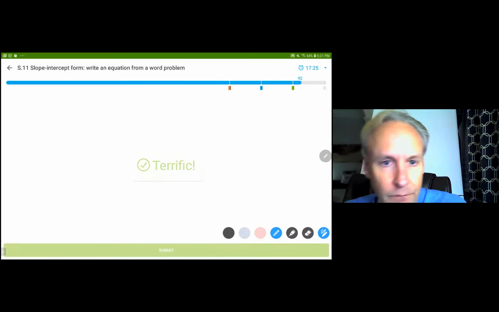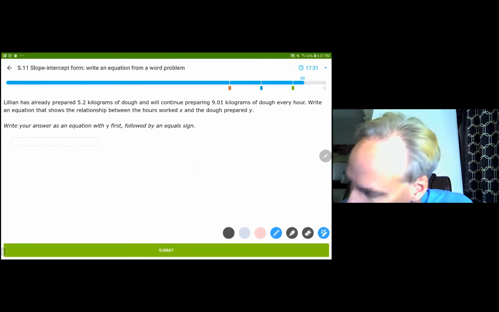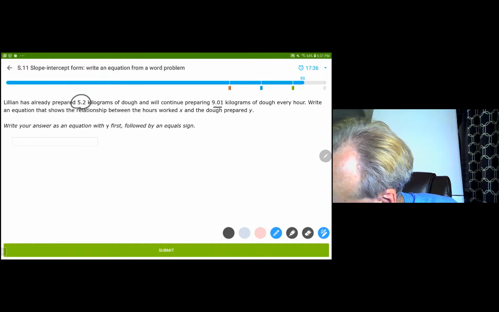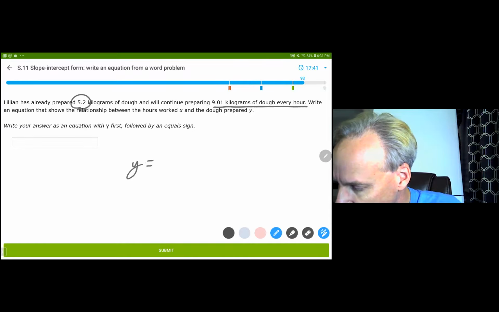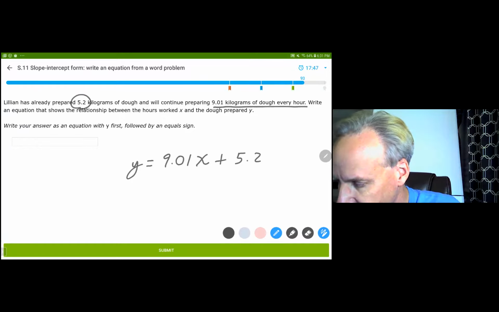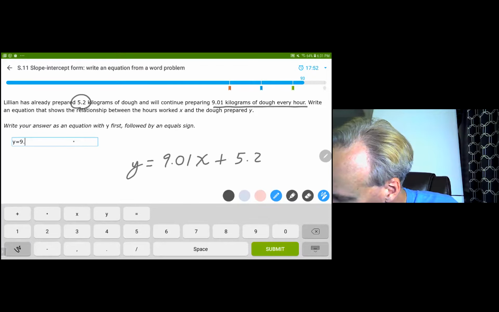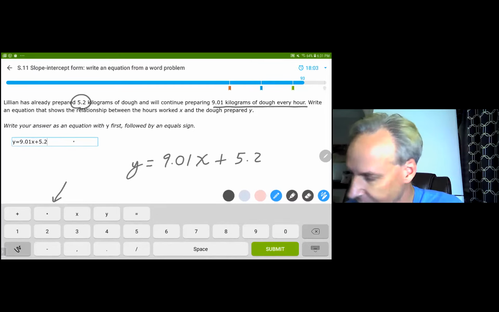It's okay. All right, already has 5.2 kilograms of dough, and she's preparing 9.01 every hour. So it's going to be y is equal to 9.01 times the number of hours plus the original 5.2 that she has left over. Hopefully I didn't make any mistakes. There's that darn thing that I mistook for a decimal.